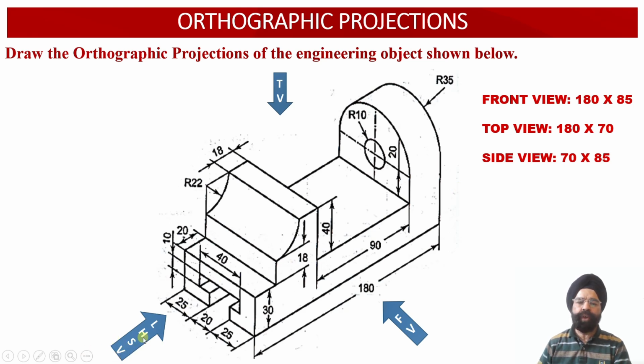Whereas when we look at the solid from the left hand side view orientation, we observe that the depth of the solid is equal to 70 millimeter, while the height of the solid is equal to 85 millimeter. So the side view face of the solid will measure 70 millimeter by 85 millimeter. So with this information, we are required to obtain the orthographic projections corresponding to this engineering object.